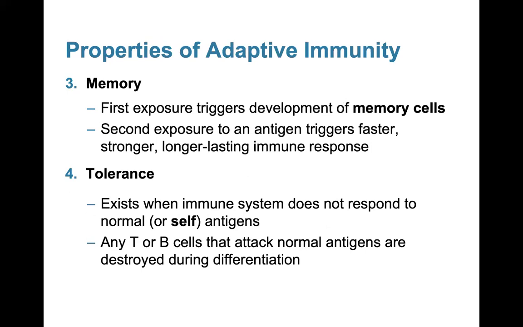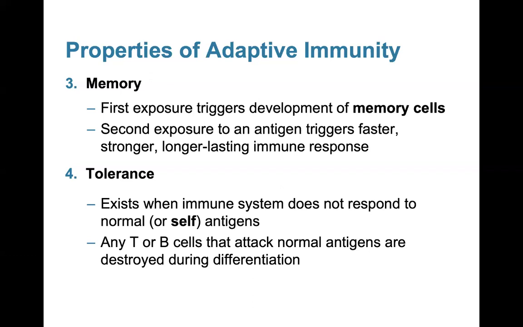First exposure triggers development of memory cells. Second exposure to the antigen triggers faster, stronger, longer lasting immune responses. That's why vaccines work. You know, we give you the vaccine during a period of time on your timetable, and then you develop immunity, that primary immunity, very slowly. And then when you're actually exposed to the antigen, it can take a very fast turnaround time to produce antibodies.